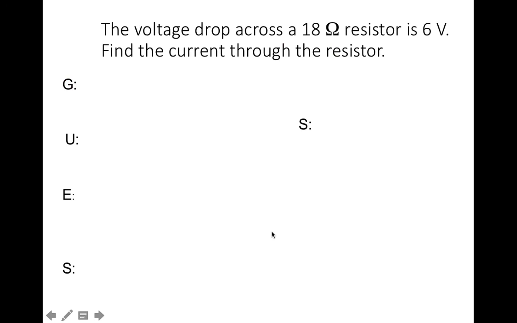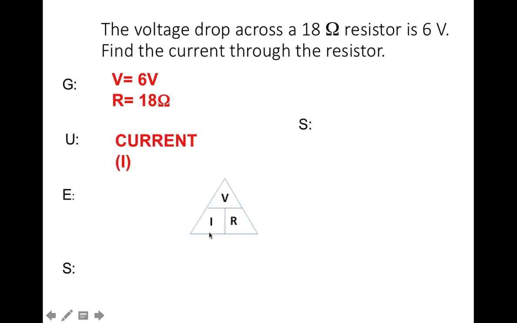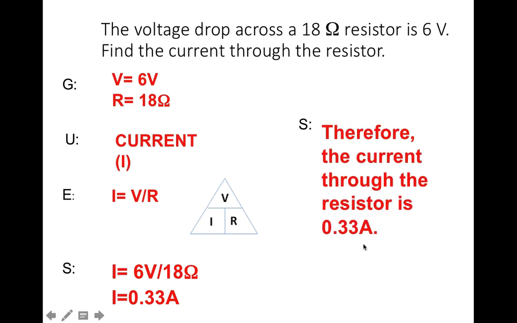Here's another question for you. Feel free to pause the video again and try it. Okay, so how would we do this? Again, this time we are given the voltage and the resistance, and we're trying to find the current. The equation is I equals V over R. We substitute in our values, and then we will get our final therefore statement. Therefore, the current through the resistor is 0.33 amps.